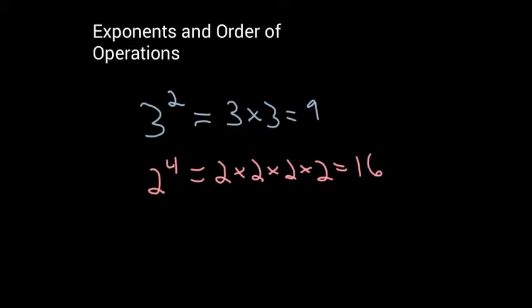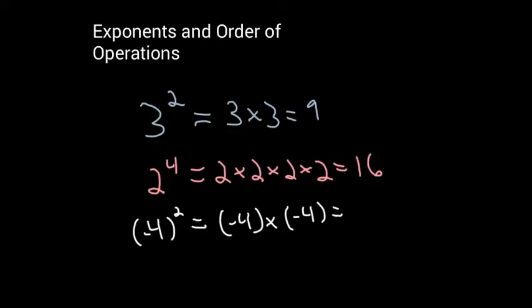And then there's a special thing you need to know, and that's if we're dealing with negative numbers. So let's say we had negative 4 to the second power. That would mean negative 4 times negative 4. So following our integer rules, we multiply those. 4 times 4 is 16, and then a negative times a negative is positive.